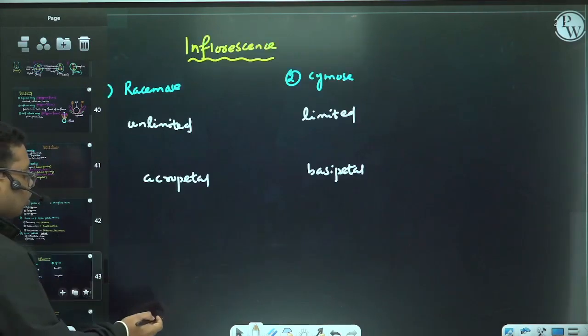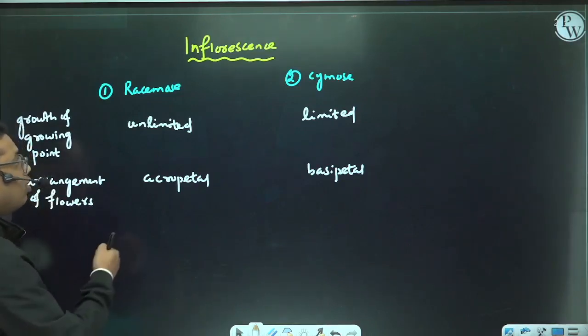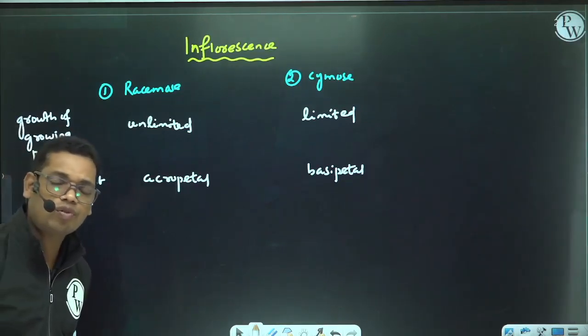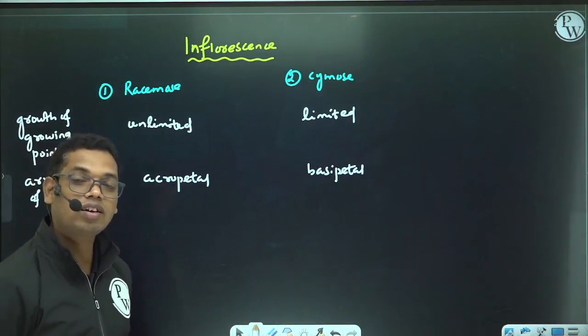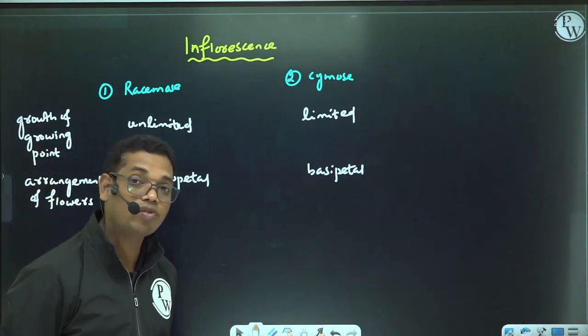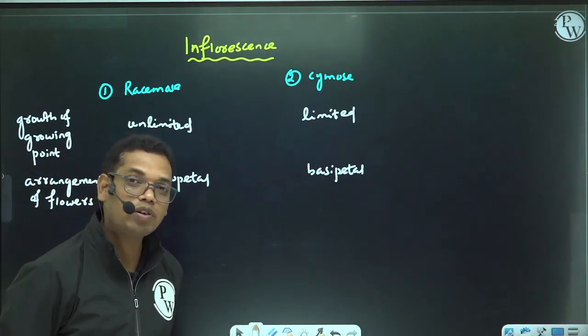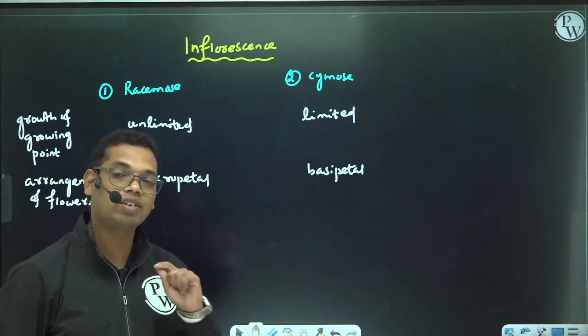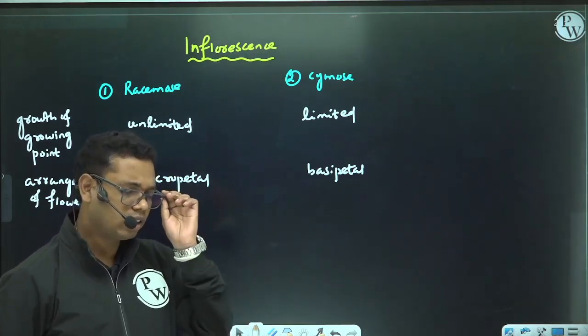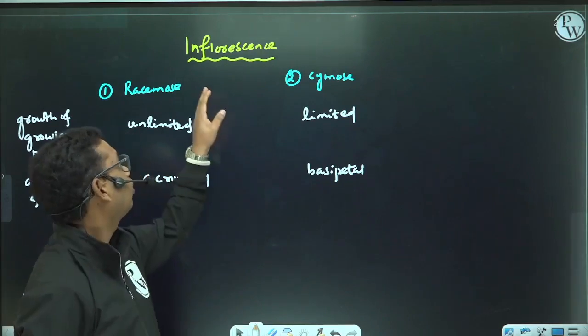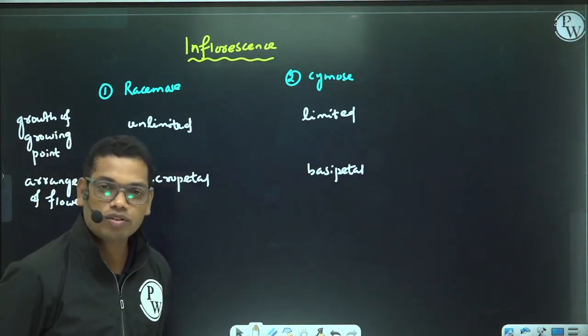Now let us talk about the inflorescence. So what is inflorescence? Inflorescence is the arrangement of the flowers on the inflorescence axis. Arrangement of the ovules is placentation. Arrangement of the leaves is phyllotaxy. Arrangement of the flowers is called inflorescence.